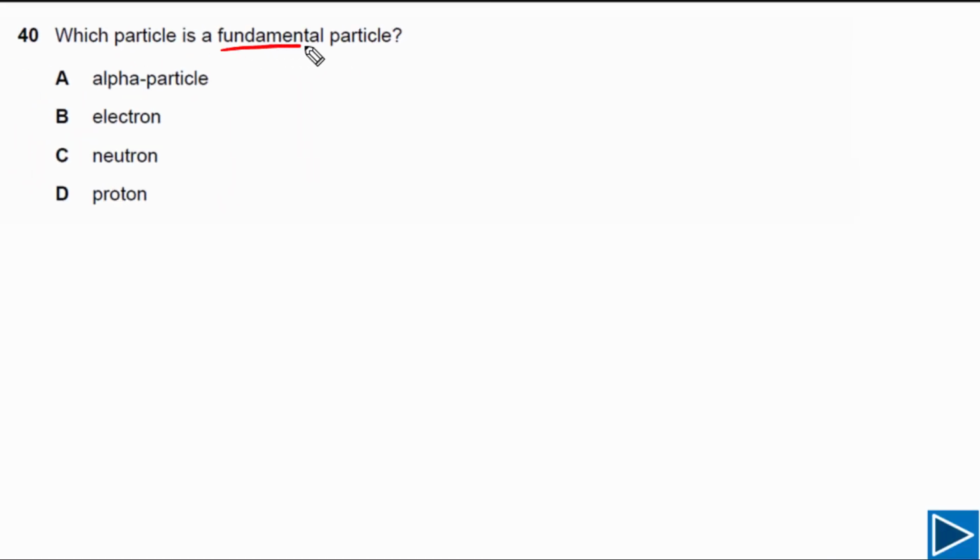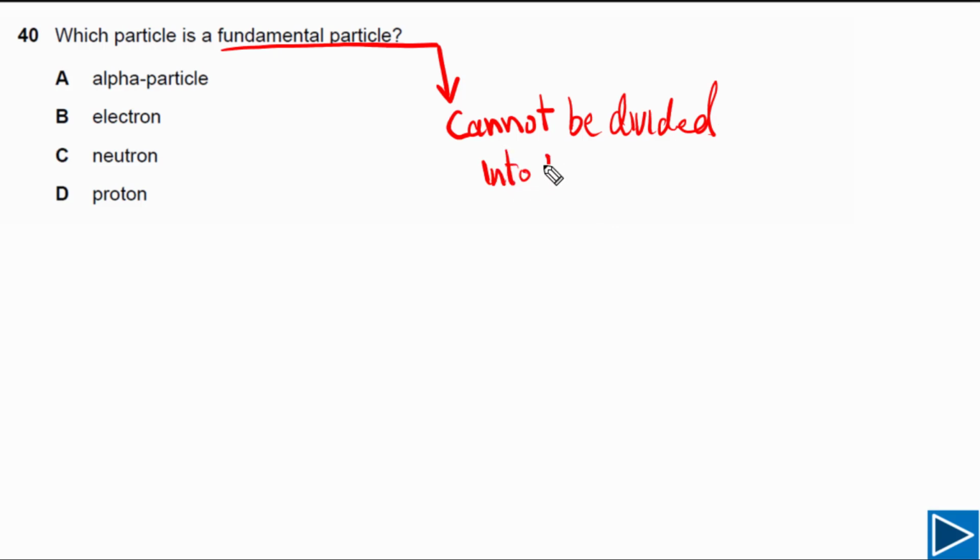Question number 40 is about fundamental particles. Let's try to understand what a fundamental particle is. A fundamental particle is simply a particle which cannot be divided into smaller parts. We can write down that it cannot be divided into smaller particles. That particle we call a fundamental particle.